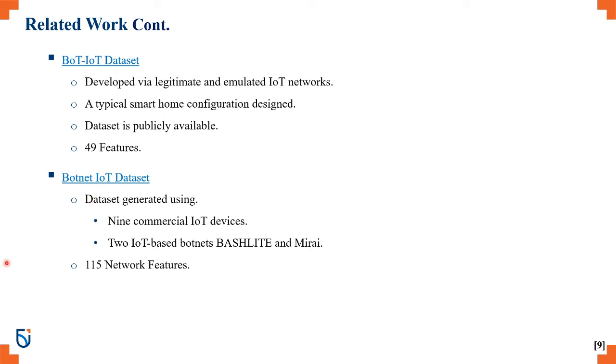Botnet IoT dataset. This dataset was generated using 9 commercial IoT devices. The malicious part of the dataset was developed using 2 IoT-based botnets, Bashlight and Mirai. The dataset consists of 115 network features, but failed to provide any flow-based feature or flow-based information, and most of the network features are calculated based on a limited amount of packet information. These are the only 2 datasets available in the literature so far, to the best of our knowledge, for IoT networks.